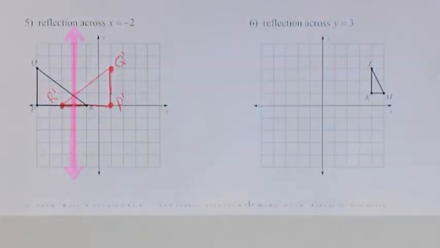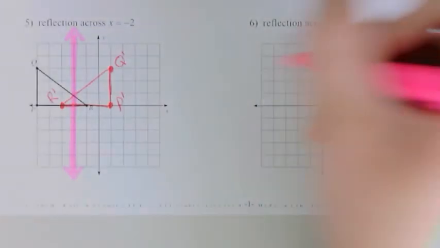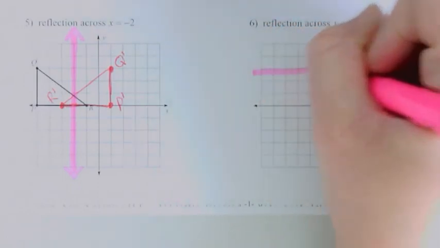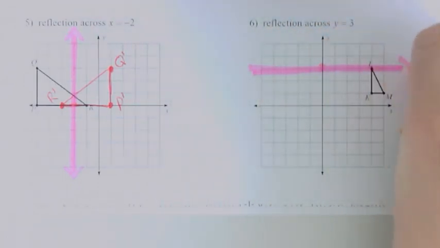On to the next example, a reflection across the line y equals 3. We're going to go along the y-axis to the value of 3, and anytime you have a y equals a number line, it will be a horizontal line. So we're going to draw a horizontal line through the value y equals 3. This is the line you'll reflect your triangle across.